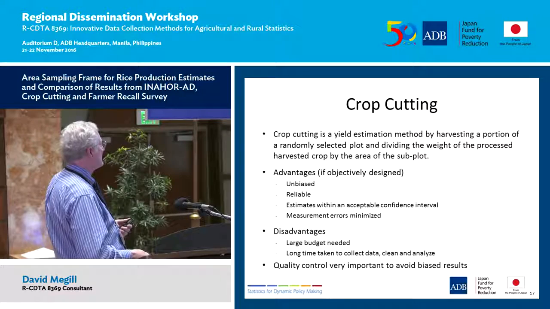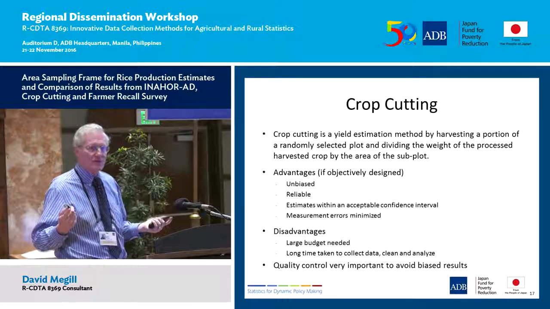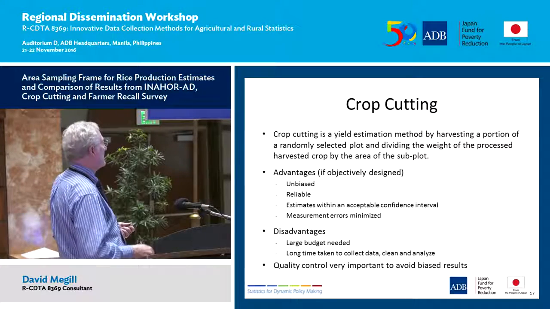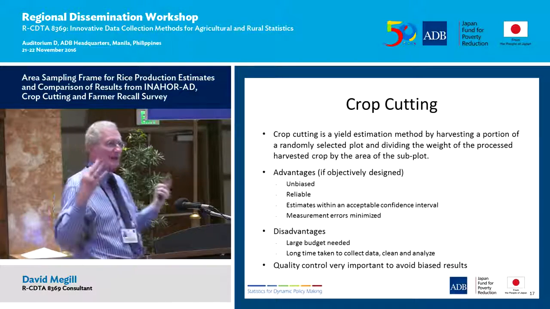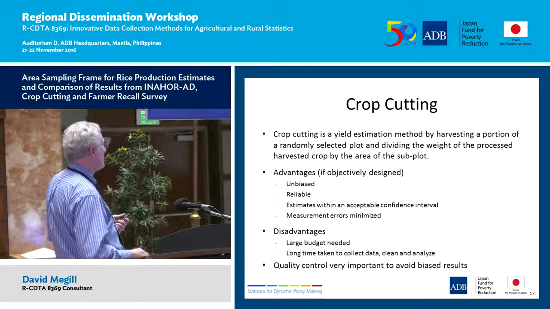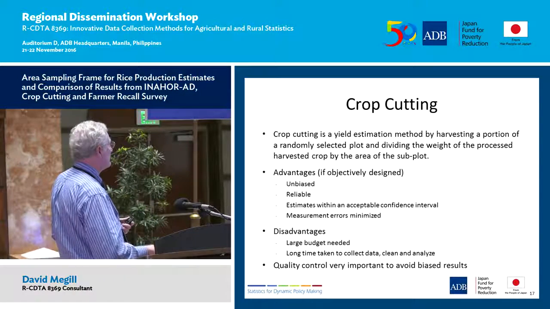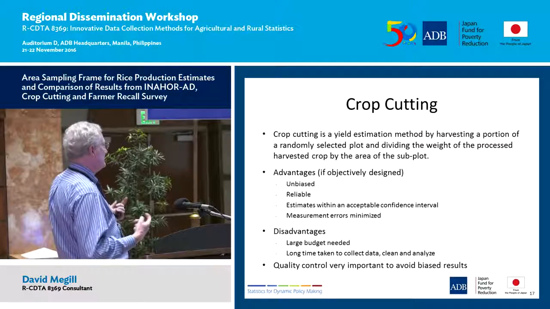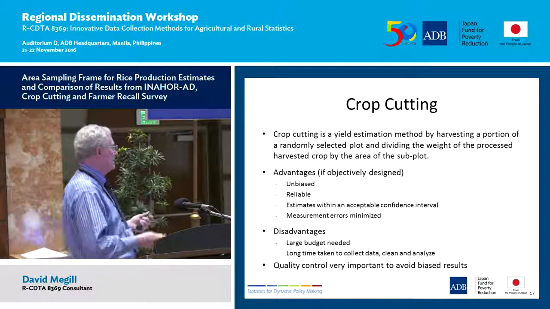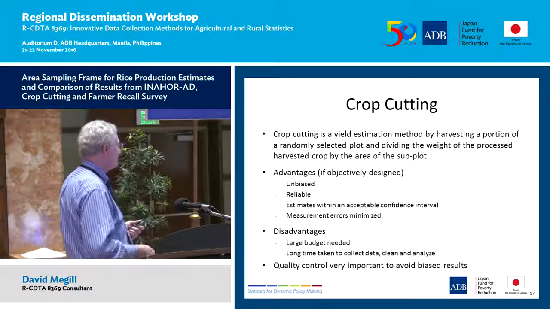In terms of the disadvantages, we were talking about cost effectiveness. It is expensive, and that's why the sample that's used for crop cutting is generally small. And of course, you need time to collect the data, do the harvesting and weighing and analyzing the results.